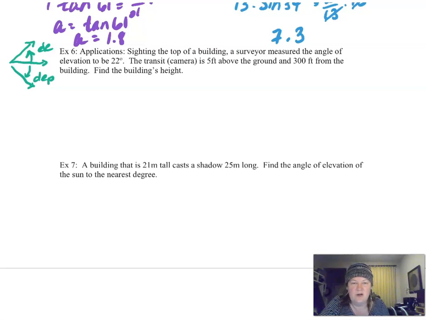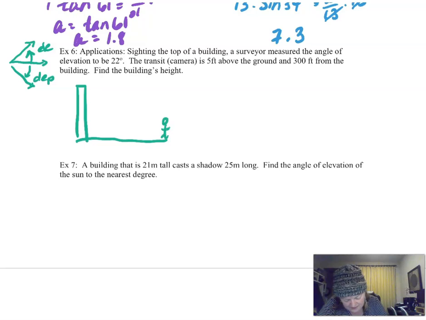And they said the camera is 5 feet above the ground and 300 feet from the building. All right, so here is my building. Here is the ground, okay? And they are saying that this camera is somewhere 5 feet above the ground, so that vertical distance is 5 feet. They're also saying that this camera has a 22 degree angle of elevation, so that's going to be from the horizontal to there is 22 degrees. So this part is 22 degrees.